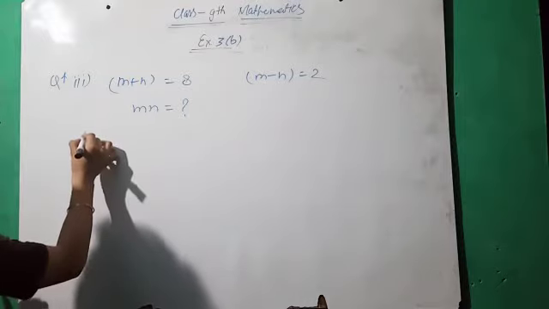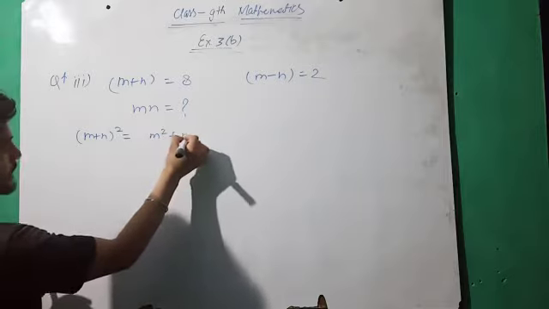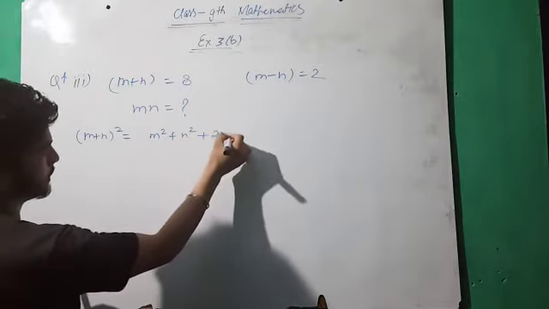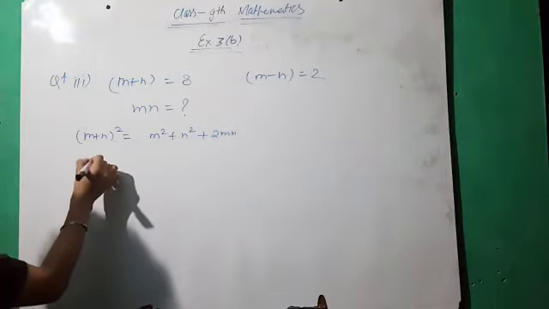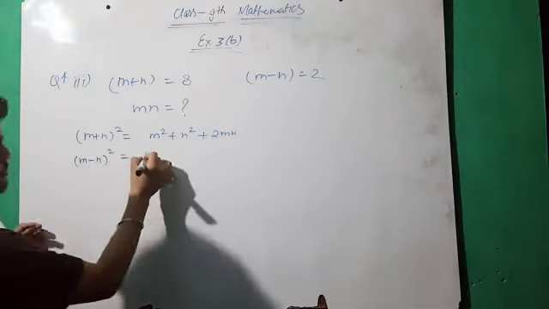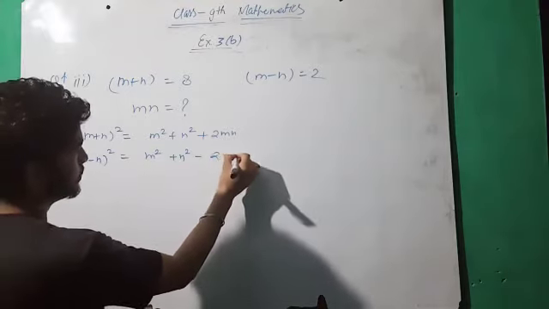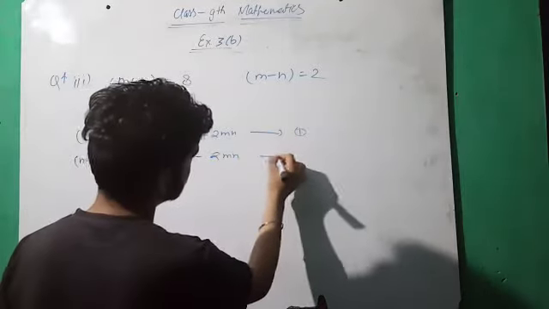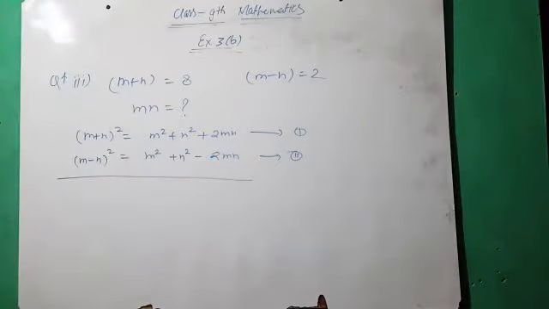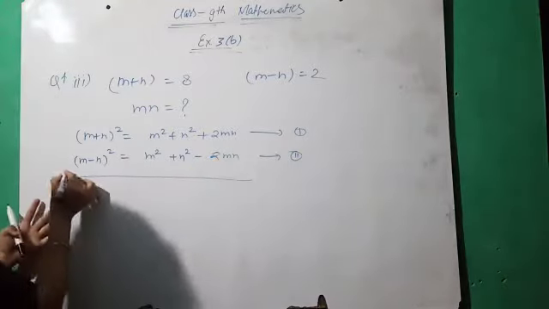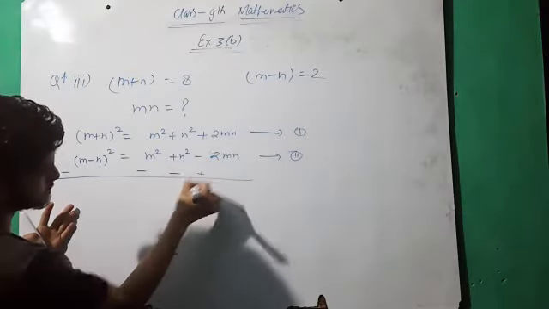M plus n, if we take the square of this term, m square plus n square plus 2mn, it contains the mn term. And m minus n whole square, this also contains m square plus n square minus 2mn. This is equation number 1 and this is equation number 2. Subtract equation number 2 from equation number 1. Minus and minus, plus.